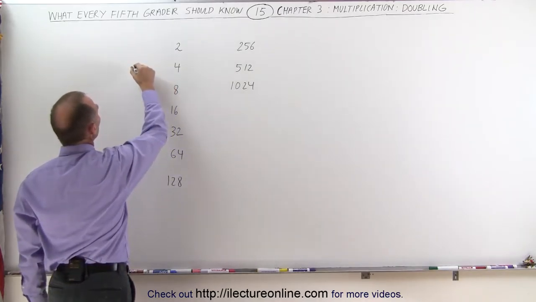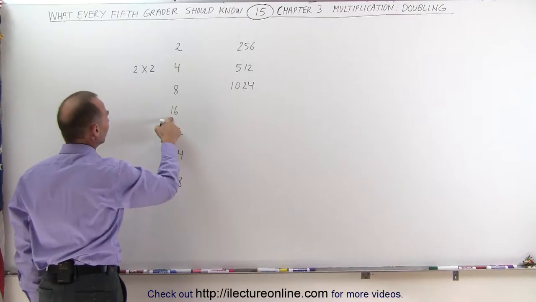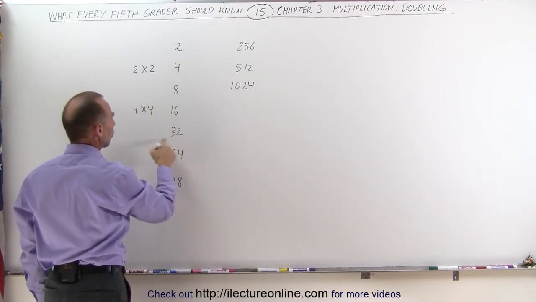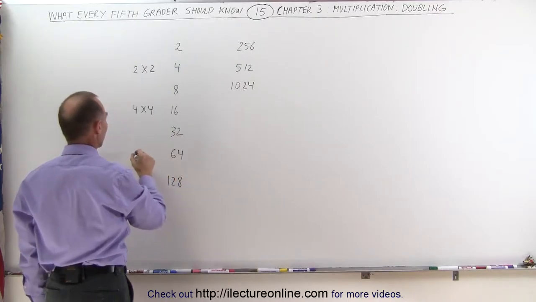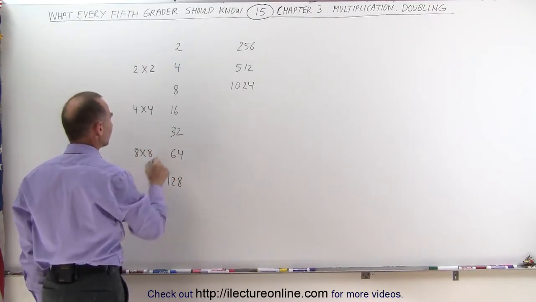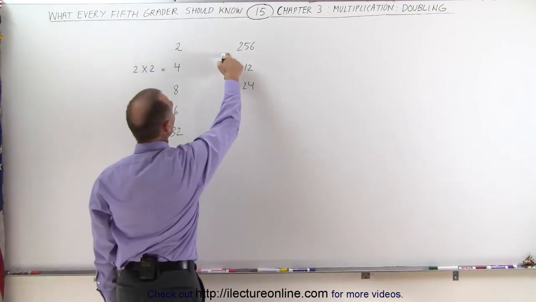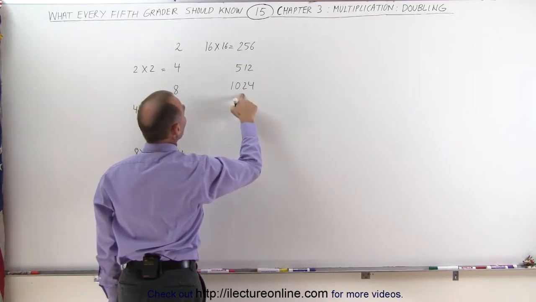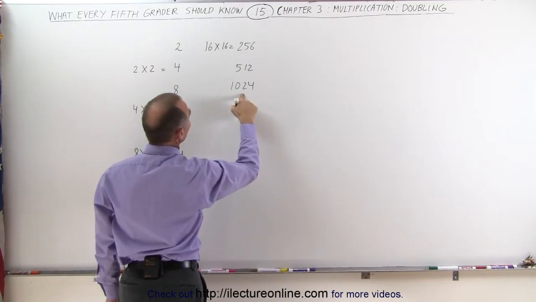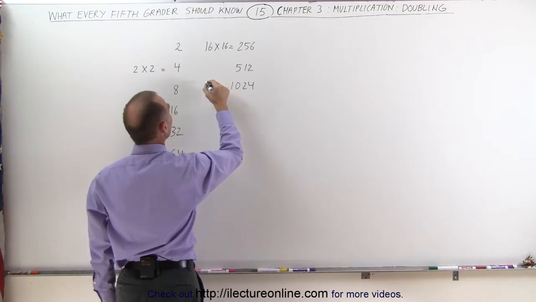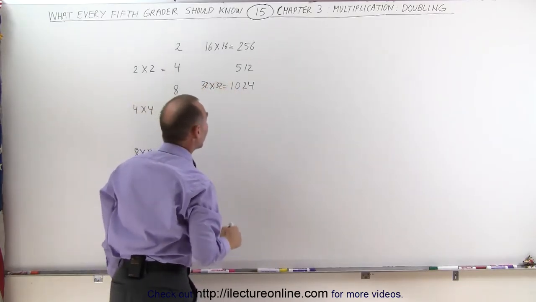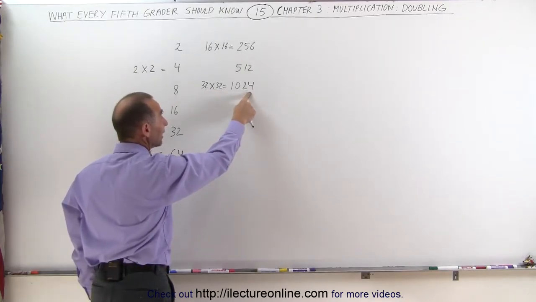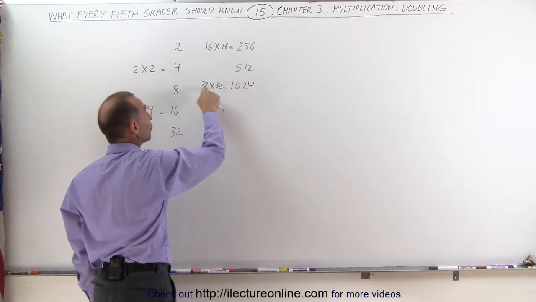4 is really 2 times 2. And 16 is 4 times 4. And 32, or actually let's go to 64. 64 is 8 times 8. And 256 is 16 times 16. And 1,024, let's see, what's that equal to? Is it 32 times 32? Well, for sure, when you multiply the last two digits together, you get a 4, and that's what this is. And 32 is twice 16.